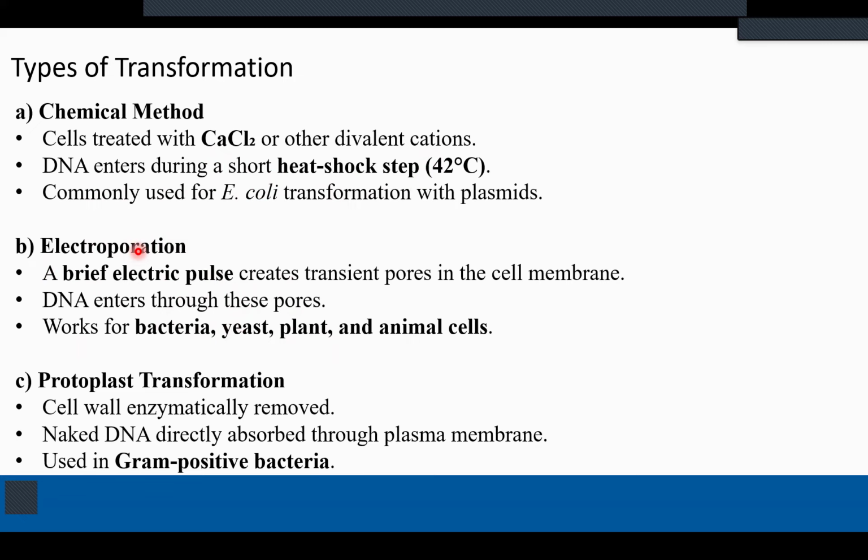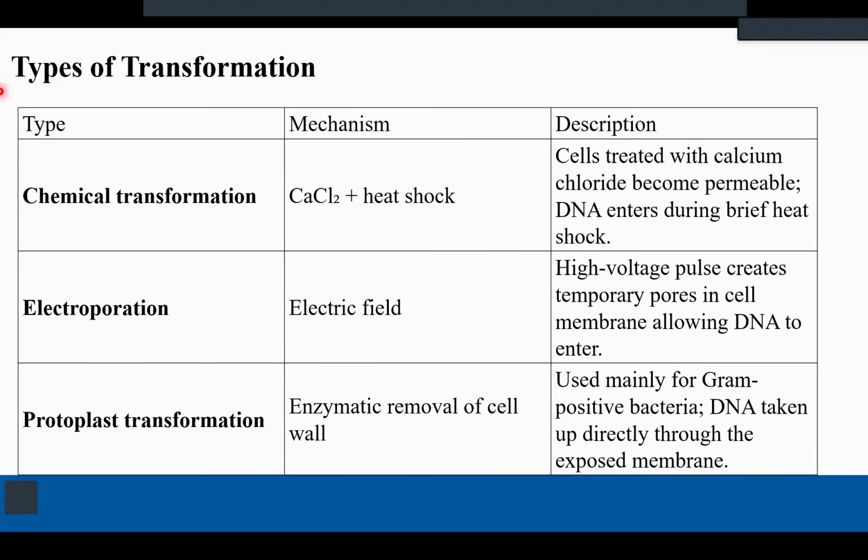Next is protoplast transformation. Protoplast transformation is a major method that is used in plant cells. We're going to disintegrate the cell wall of plant cells by using enzymes. We can use pectinase, we can use cellulase in order to disintegrate the cell wall, and then the naked DNA can directly be absorbed by the plasma membrane. This is used mostly for gram-positive bacteria as well, as in our case we're talking about prokaryotes, so gram-positive bacteria can be used. Protoplast transformation is also majorly used in eukaryotic plant cells. We have a summary of the artificial methods.